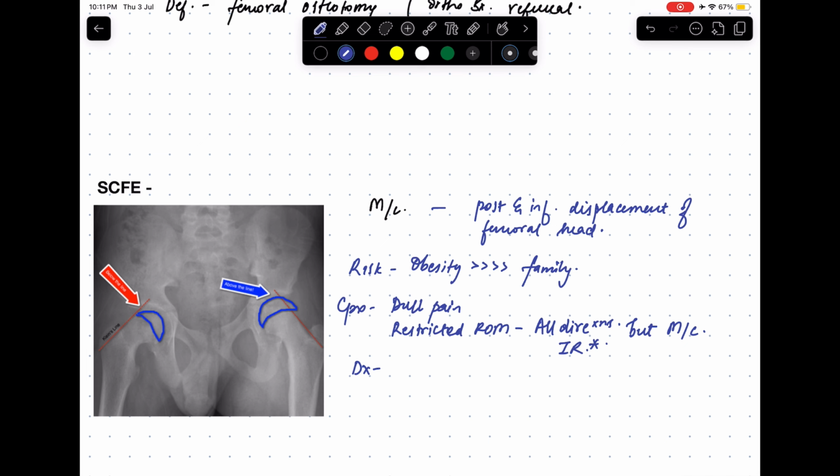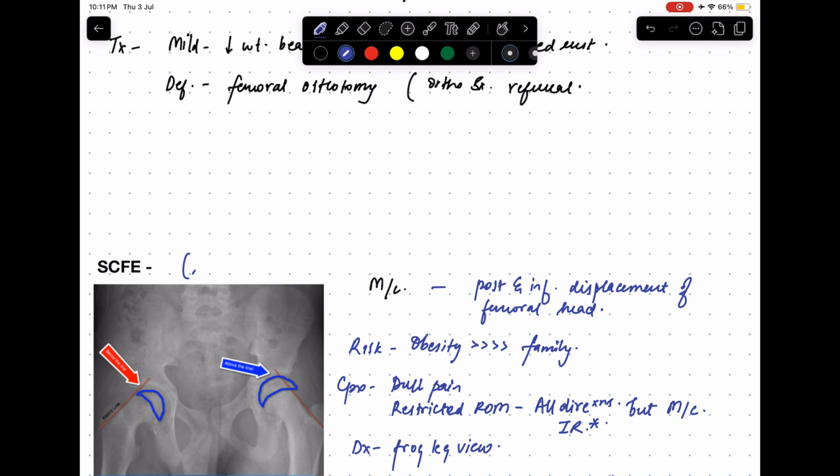For the diagnosis, there is a specific position, the frog lateral view, that we can use, and for the treatment there has to be percutaneous pin fixation of that particular joint, and then the baby would be settled after a period of time. That's it for the treatment. And also, because it is caused by obesity, weight reduction could be helpful.